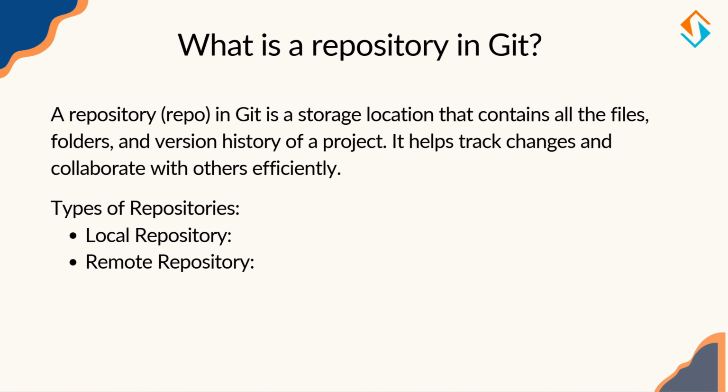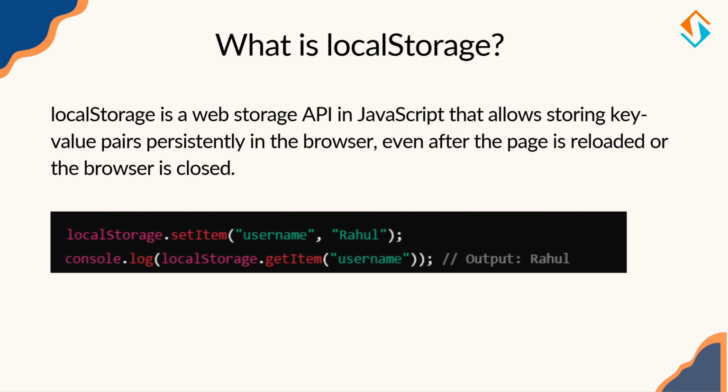Next question is, what is a repository in Git? A repository, or repo, is a storage location for project files and their entire version history. So there are basically two types of repositories: local repository and remote repository. The first one exists on your computer, and the remote repository is hosted on platforms like GitHub, GitLab, or Bitbucket. Now come to the next question.